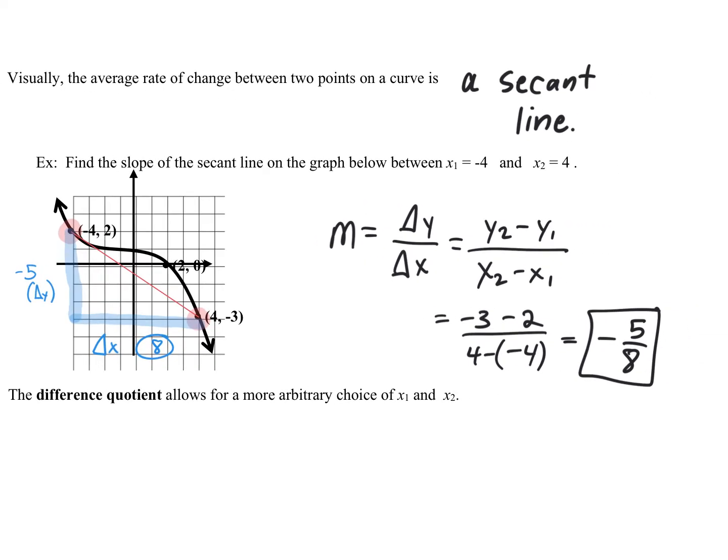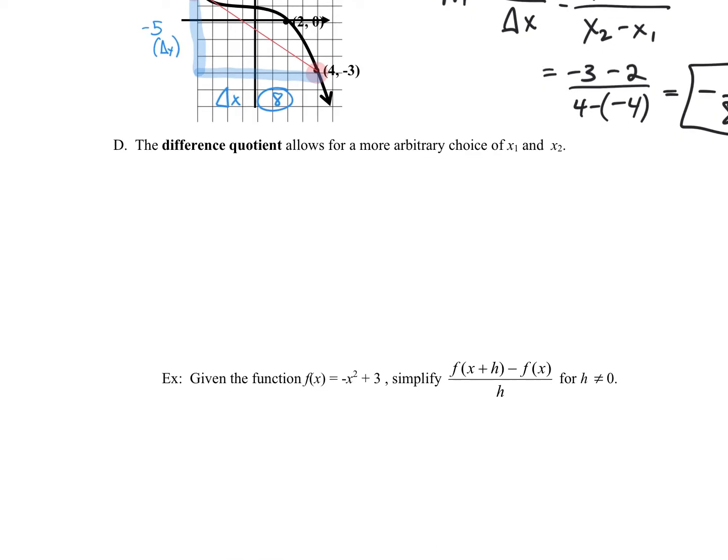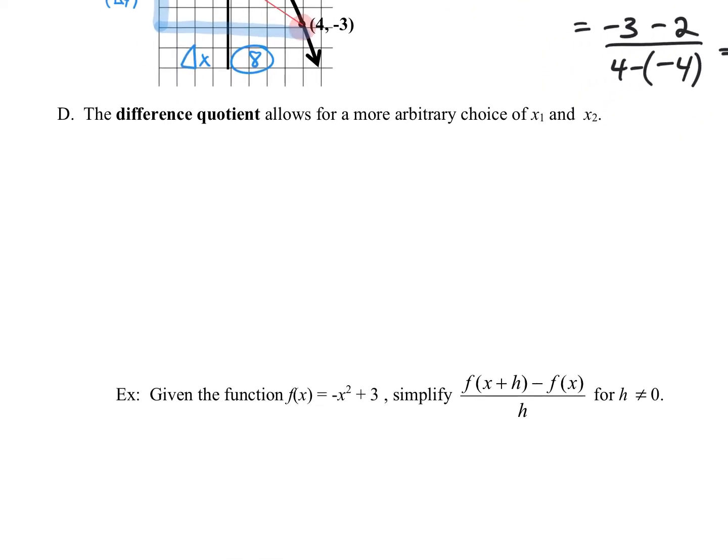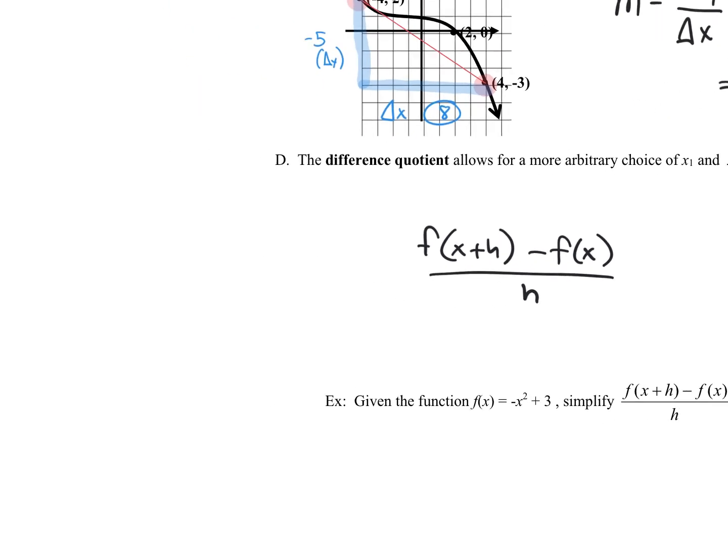Rise over run. I would say the most complicated thing we're going to find is something called the difference quotient, okay? And this allows for an arbitrary selection of your inputs and outputs. So here's the formula. It's f of x plus h minus f of x all over h. And this is the formula to memorize, to know, to use on a test, to use on the midterm or whatever. But I really want to take an opportunity here to just pause and explain what the heck this formula means.